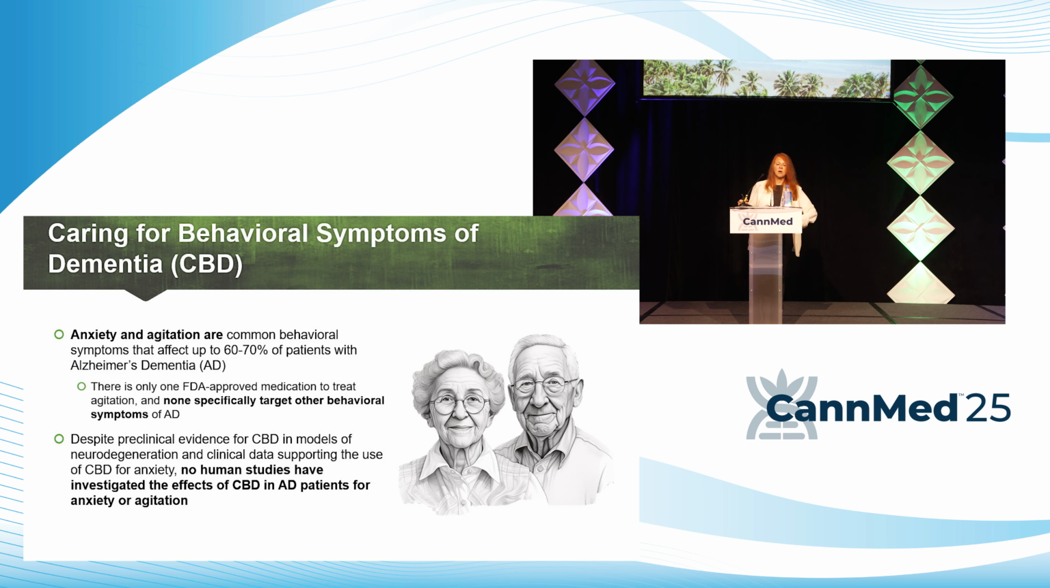Anxiety and agitation are among the most common behavioral symptoms for those with Alzheimer's dementia, up to 70% of these folks. And there's only one FDA-approved medication to treat agitation. None specifically target any of the other behavioral symptoms. None, right? We know that despite preclinical evidence for CBD in models of neurodegenerative conditions, and clearly a fair amount of clinical data now supporting the use of CBD for things like anxiety, there really have been no human studies looking at the effects of CBD in Alzheimer's patients for anxiety or agitation.